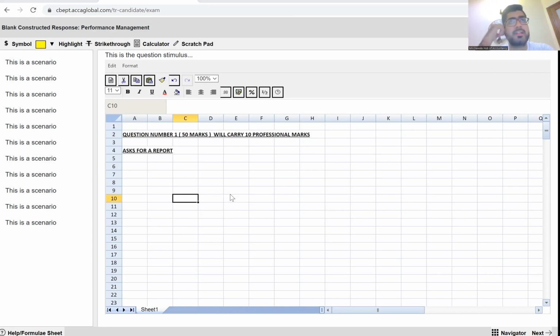Now, what was the previous pattern? Previously, question number 1 of 50 marks, which asked for a report, carried 4 professional marks. Now it's not the case. Now this question number 1, which always asks for a report, will have 10 professional marks. Students who have studied from me know that previously this question had 4 professional marks.